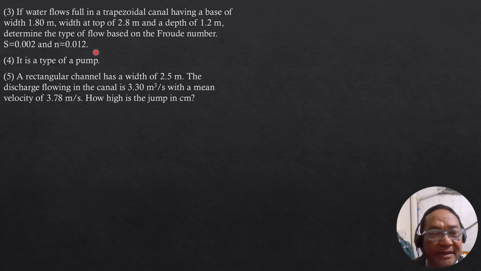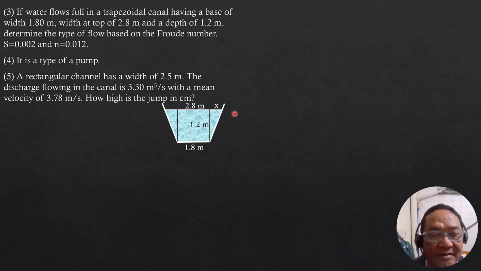We can also determine the type of flow by computing the critical depth for non-rectangular section given by quantity Q squared over G is equal to area cubed over top width. But I plan to just solve for Froude number, which is equal to mean velocity of flow divided by square root of G times hydraulic depth, where the hydraulic depth is the ratio of the cross-sectional area of the channel divided by top width of the channel, which is equal to 2.8 in this case.